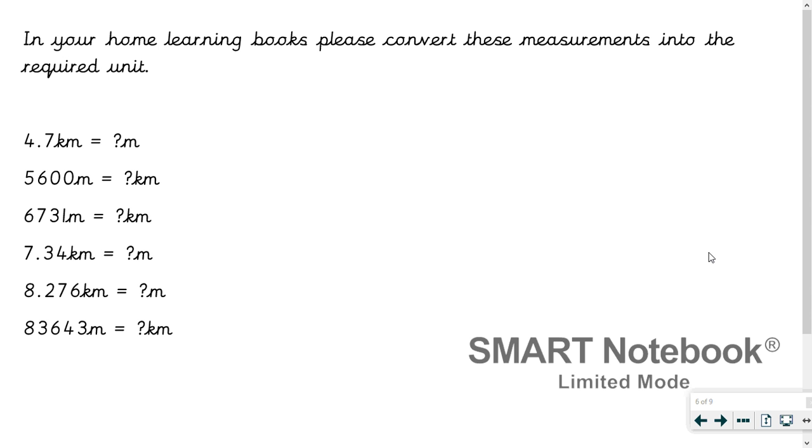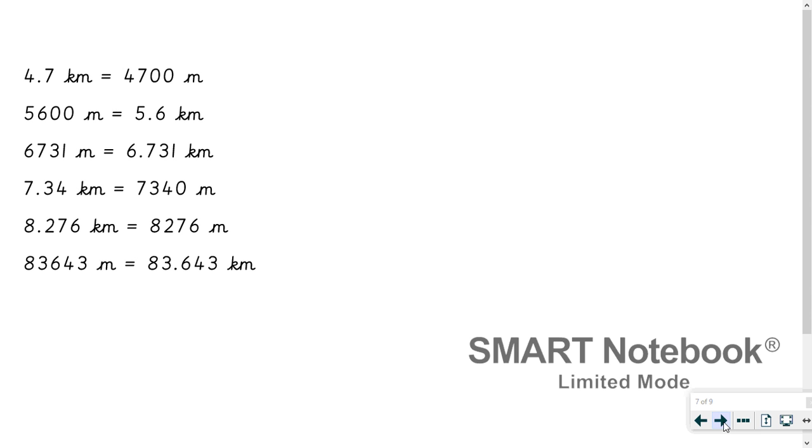All right, let's go through your answers for these questions for today. So 4.7 kilometers will be 4,700 meters. 5,600 meters would be 5.6 kilometers. 6,731 meters would be 6.731 kilometers. 7.34 kilometers would be 7,340 meters. 8.276 kilometers would be 8,276 meters.